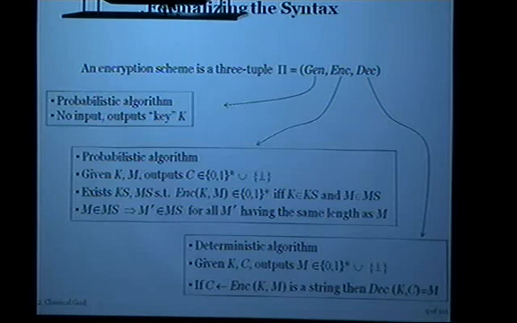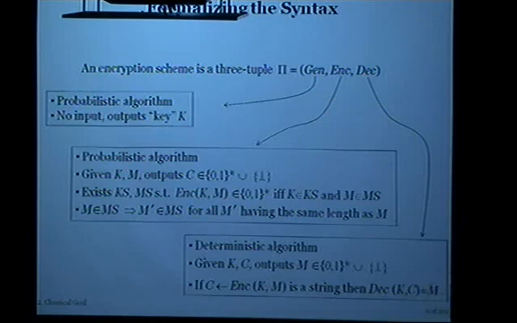Finally, we want a natural kind of syntactic condition that the encryption scheme composed with the decryption scheme is somehow the identity. We'll formalize that by saying that if the ciphertext C produced by encrypting M under K is a string, that is, it's not the distinguished bottom symbol, then we demand that when you decrypt the ciphertext C under the same key K, you get back the message.